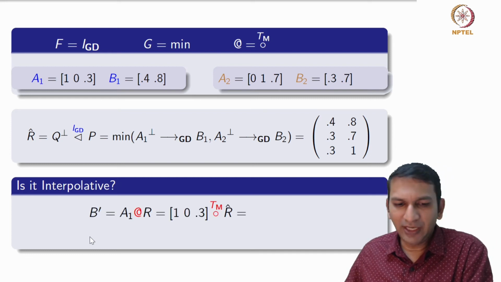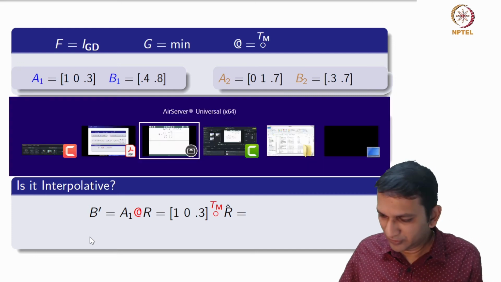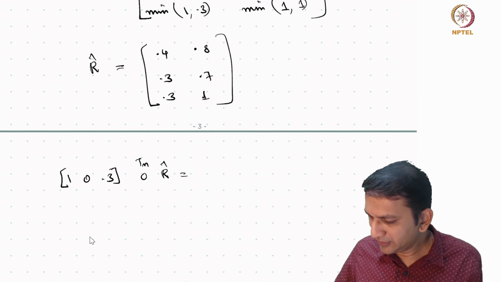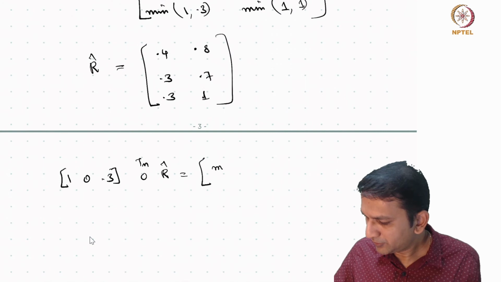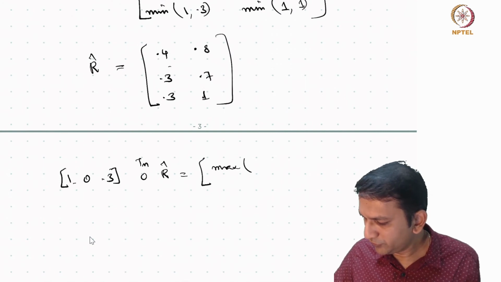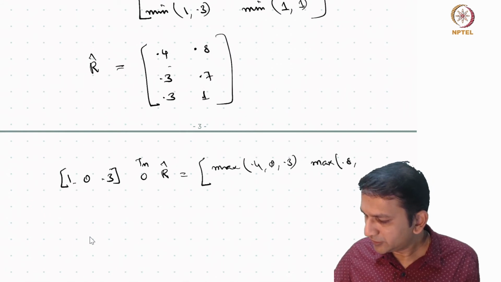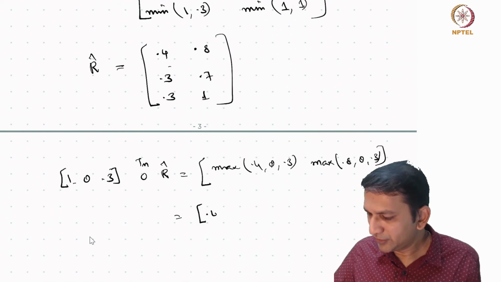So to this R cap, we need to give A1. So A1 is 1, 0, 0.3. Note that it is sup T_m of R cap. So if you take this and then compose it with this matrix here, what you get is max of 1 and 0.4 is 0.4, 0 and 0.3 is 0, 0.3 and 0.3 is 0.3, and the second component 1 and 0.8 is 0.8, 0 and 0.7 is 0, 1 and 0.3 is 0.3. So when you take the max, it is essentially 0.4, 0.8, which is our B1.